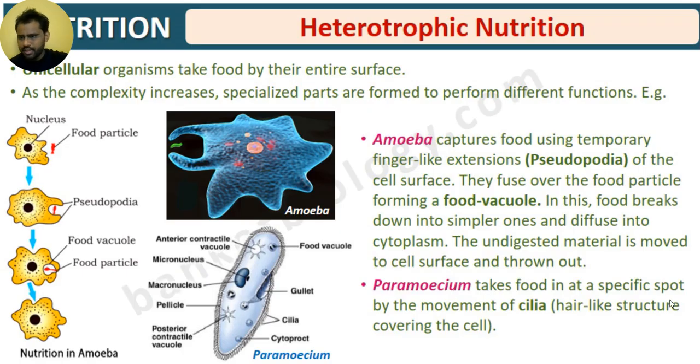Paramecium takes food in at a specific spot by the movement of cilia, which is a hair-like structure covering the cell. Okay, that's it. Paramecium takes food in at a specific spot by the movement of cilia. Okay, understood. Now let's move ahead.